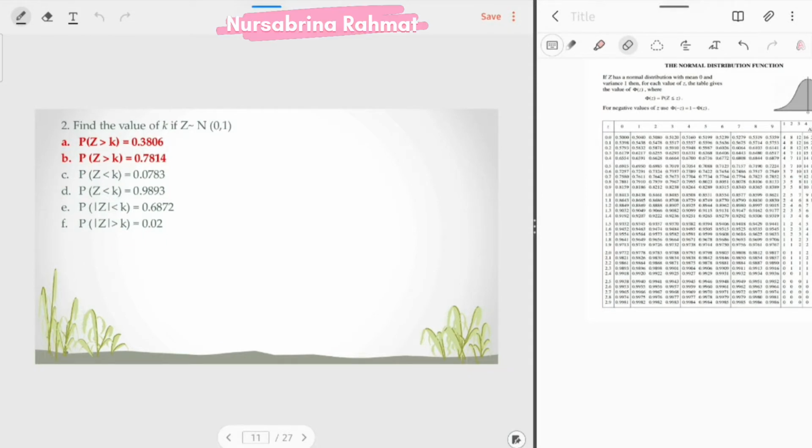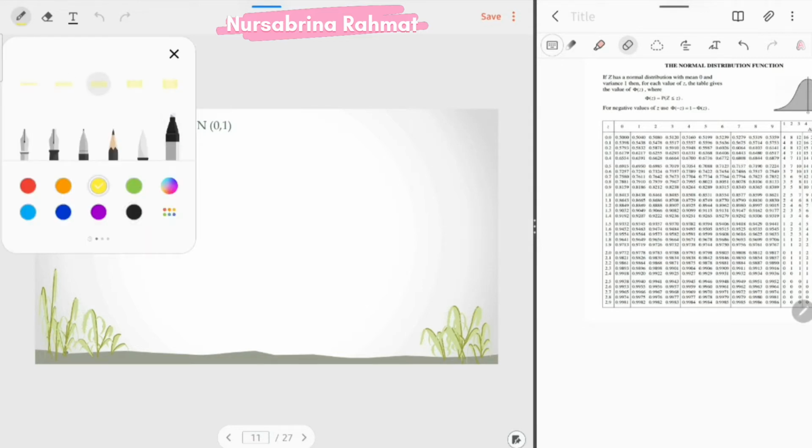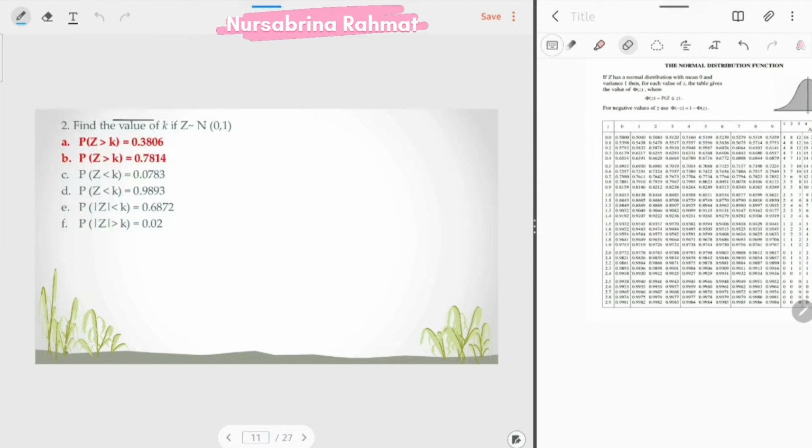Okay, so in this video, I'm going to show you how to find the z-score value from a given probability value. What I mean by probability value is here. All of these are probability values if you're referring to your standard normal distribution table. So we need to find out what k is.